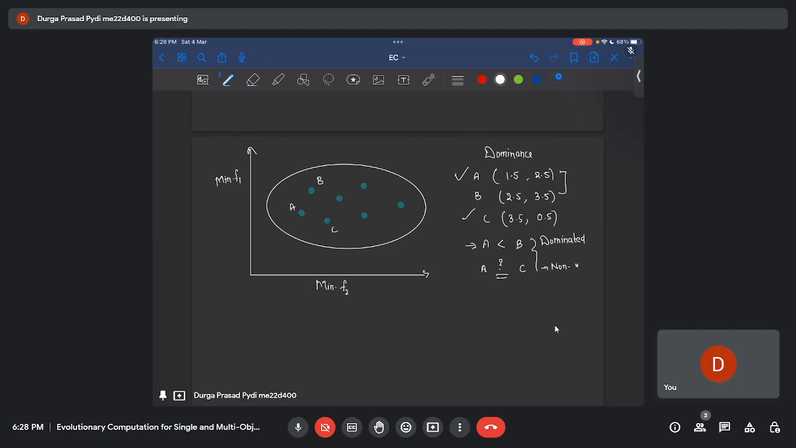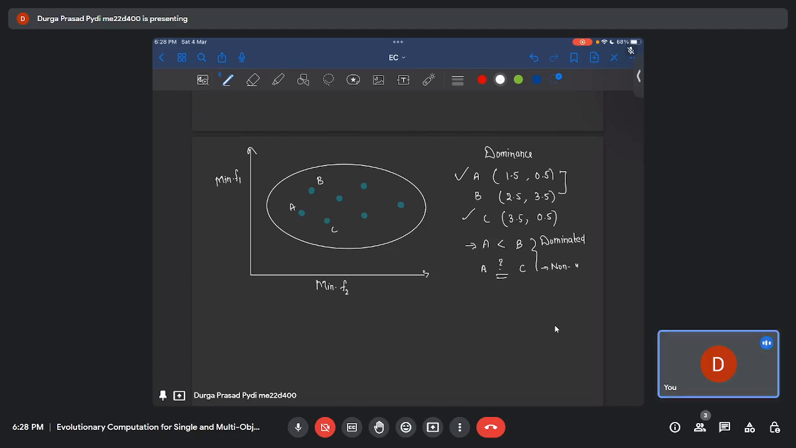Okay, had this A been 1.5 and 1.5, can we call it dominated? Suppose A is 1.5 and 0.5. Now it looks like it is dominating in terms of F2. Then you have two notions, strict dominance and weak dominance. Strict dominance is the case when they should not be equal. One should be definitely better than the other. But here you have an equality. When you have both of them equal, then A and C are weakly dominant, right?